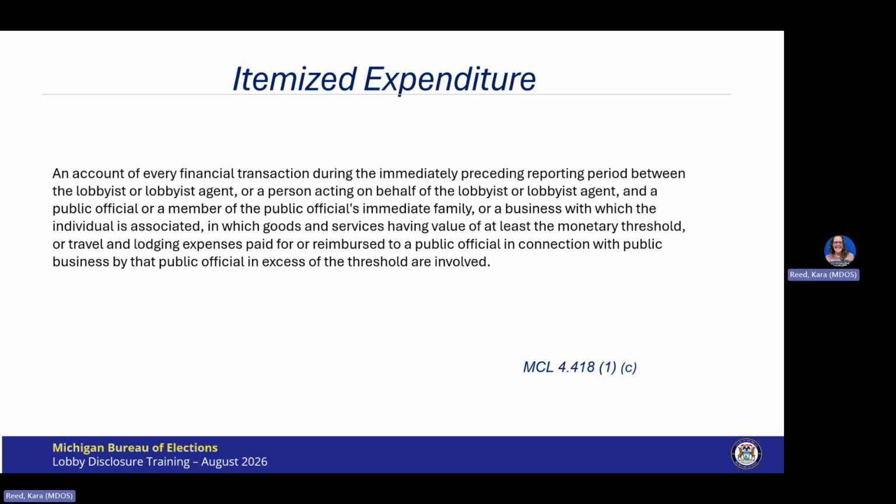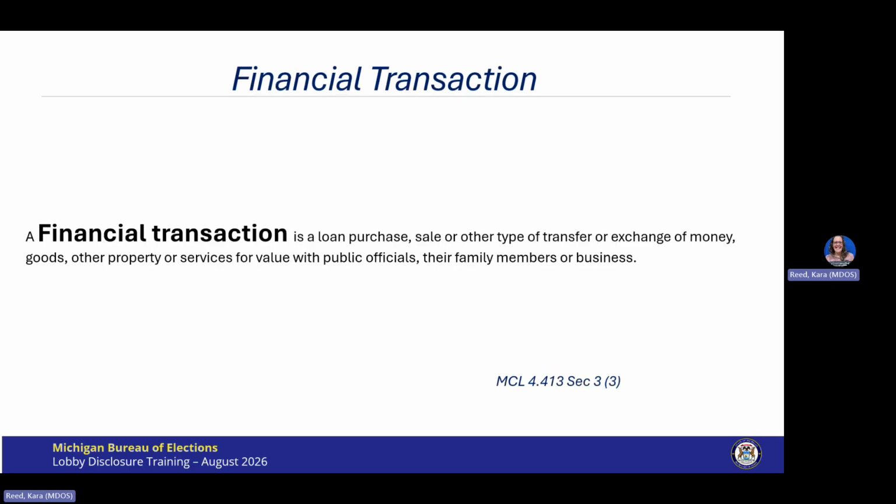Now, we do encourage the use of MiTN for filing because the platform has been created to include all requirements of the statute. You are able to get a copy of the hard document, the financial report, and itemized expenditure form on our lobby webpage if you do decide to file on paper. Now, you may be asking yourself, how do I know which itemized expenditure to use? Our first type is financial transaction.